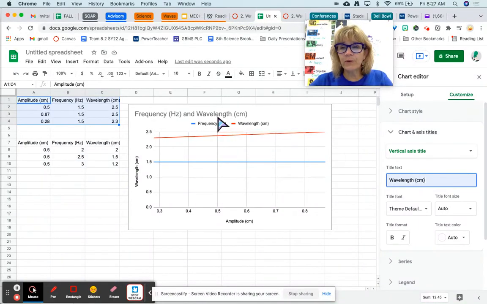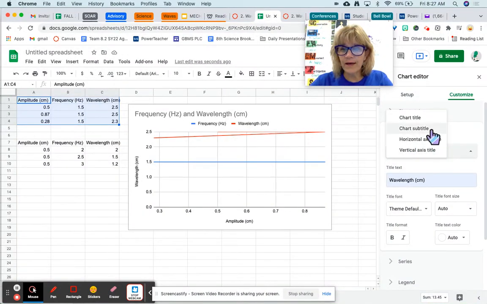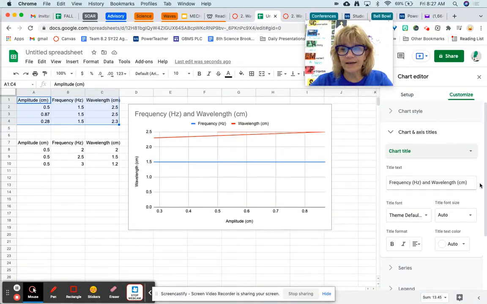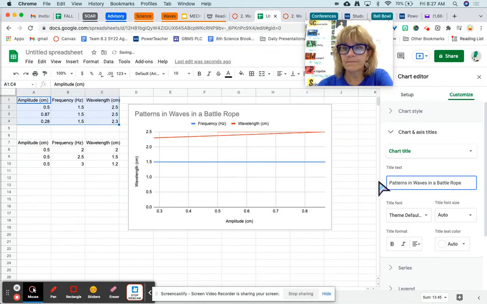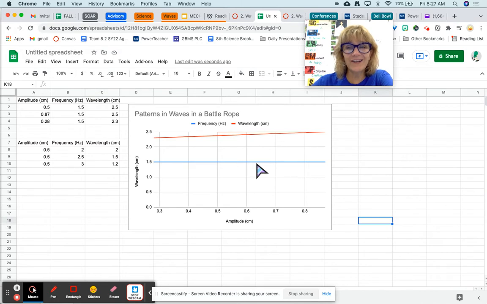Also, frequency and wavelength is not a very good title for this. So I'm going to go ahead and I'm going to change the title to Patterns in Waves in a Bottle. Okay, so now I have a nice graph. Well, it's not nice yet, right? I would have to go back and change this data to make it look better.